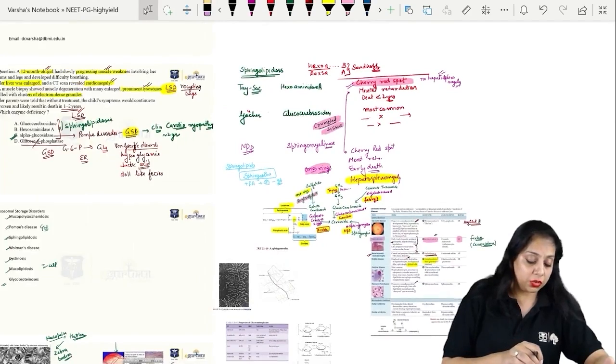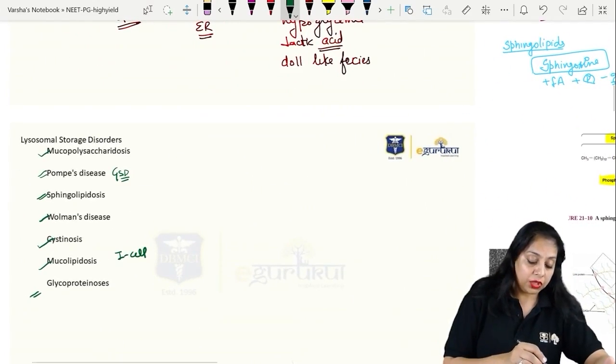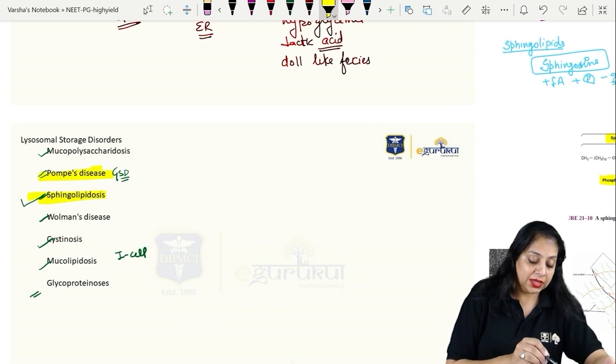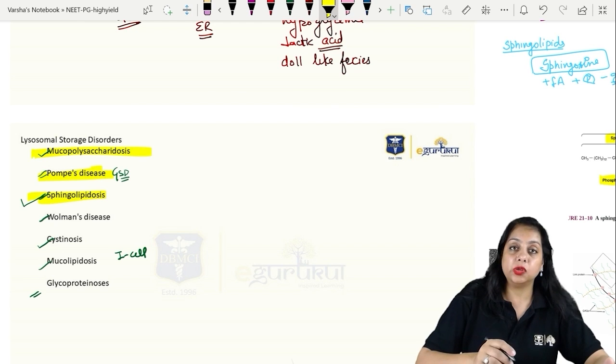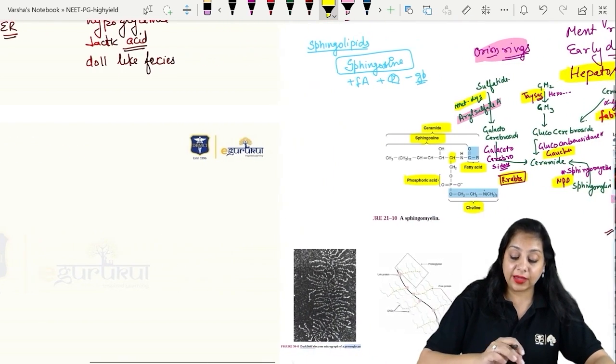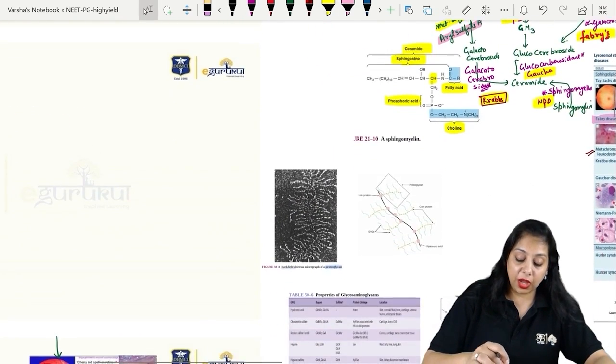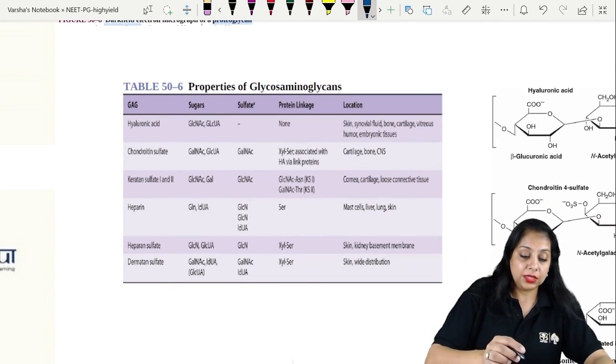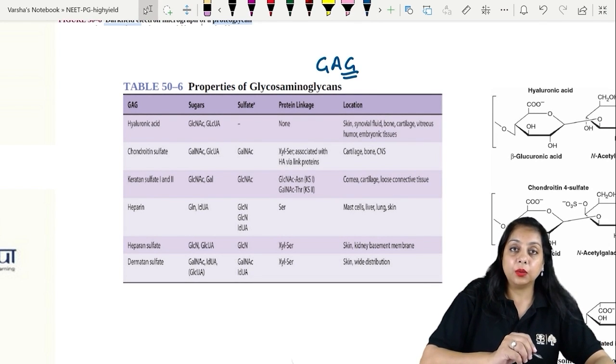What other lysosomal storage disorders were we looking at? We know the sphingolipidoses now. We know Pompe's disease. We have mucopolysaccharidoses also. These are your Hunter syndrome, Hurler syndrome. So first know what a mucopolysaccharide is. Mucopolysaccharides are your GAGs, glycosaminoglycans. These are your GAGs or mucopolysaccharides. They are one and the same thing.